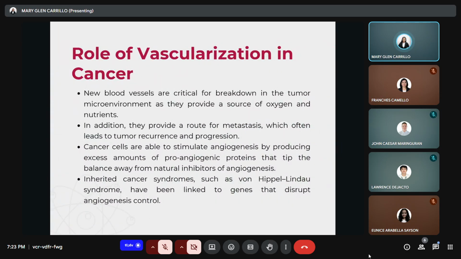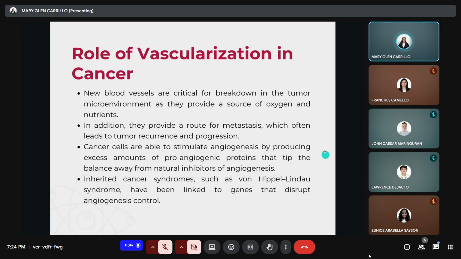All right, so let's move on to the role of vascularization in cancer. As I've said earlier, vascularization, specifically angiogenesis, is the process of forming new blood vessels. And in cancer, this process plays a very big role. Why? Because new blood vessels provide the tumor with oxygen, which is the fuel they need to keep growing. Without this constant supply, tumors would stay very small. But that's not the only role of new blood vessels. They also provide a pathway for metastasis.